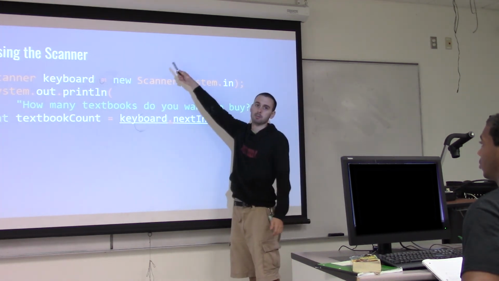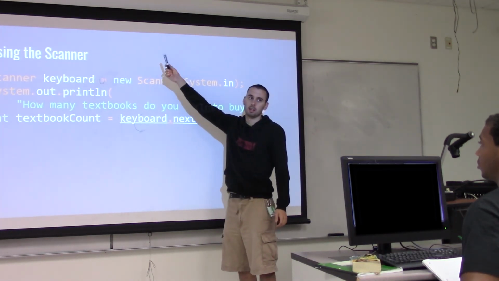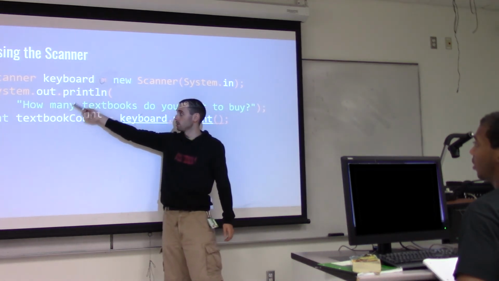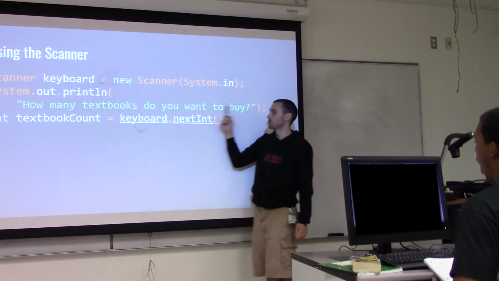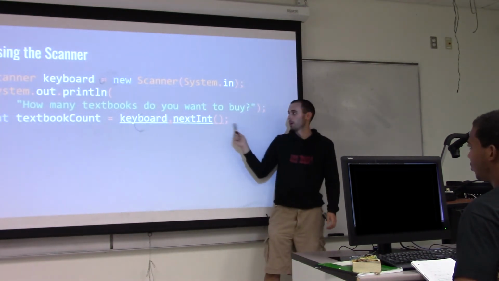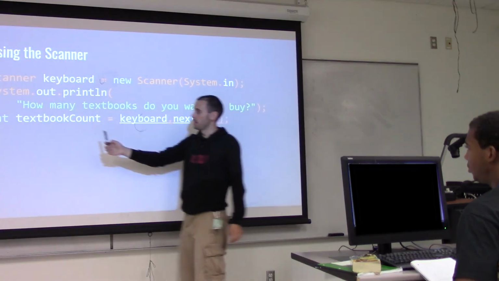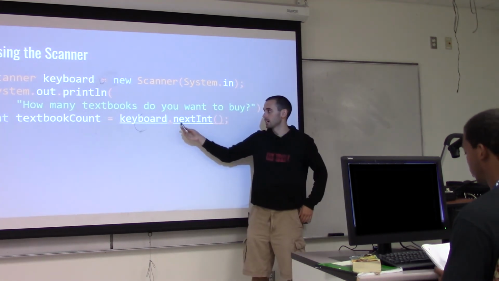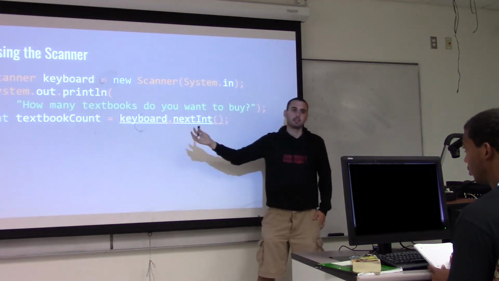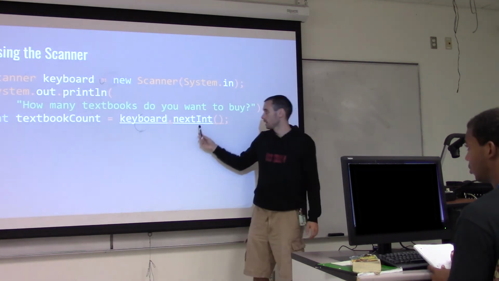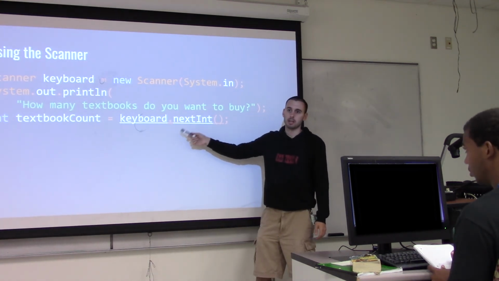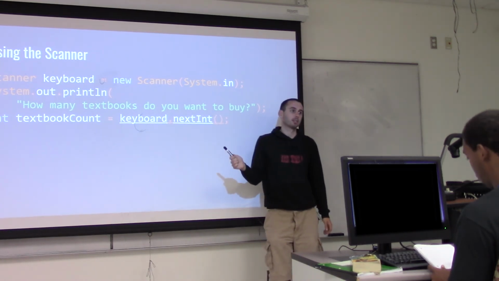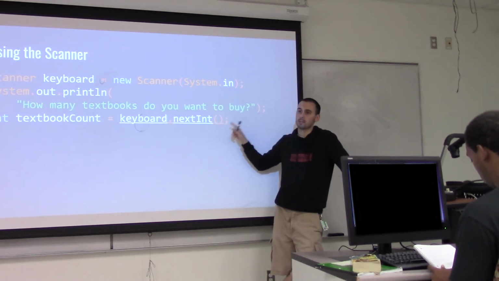So up at the top, this would have the import java.util.Scanner, and then class main, public static void main String args, and then this line to create it. And we print out to the user, how many textbooks do you want to buy? Underlined is the important part here, keyboard.nextInt. int textbookCount equals keyboard.nextInt. Means we're getting it from the keyboard. If you just said next, Java would be like, next of what? Lowercase n, next, capital I, Int. That same camel casing thing I talked about earlier. And then empty parentheses, and then semicolon.